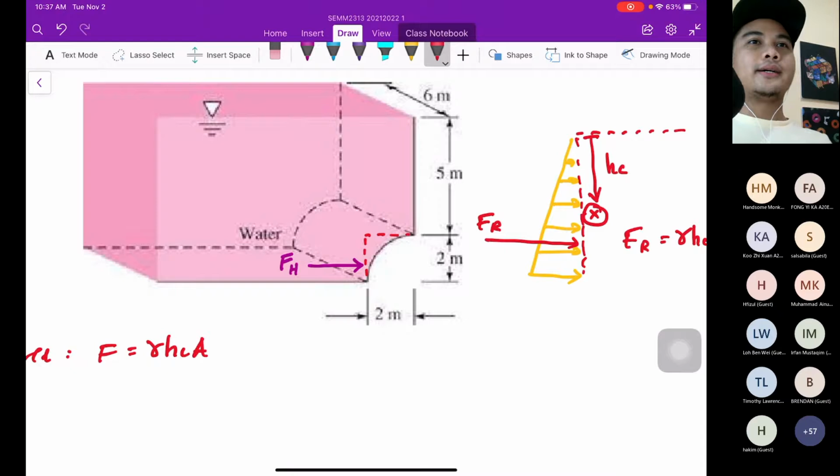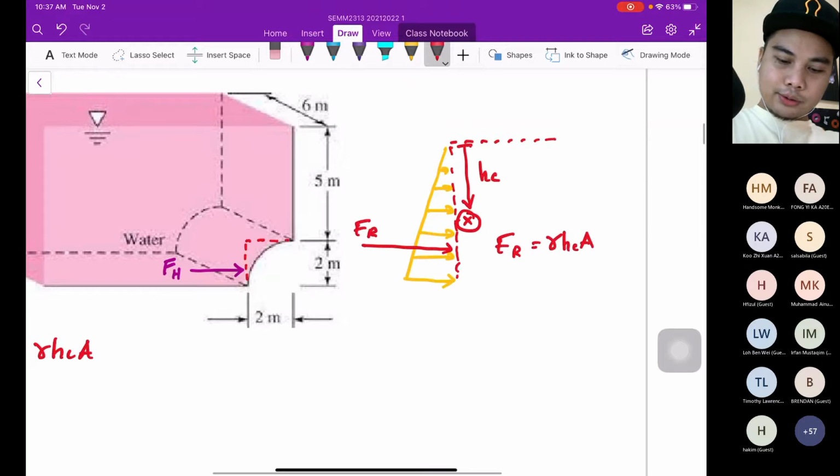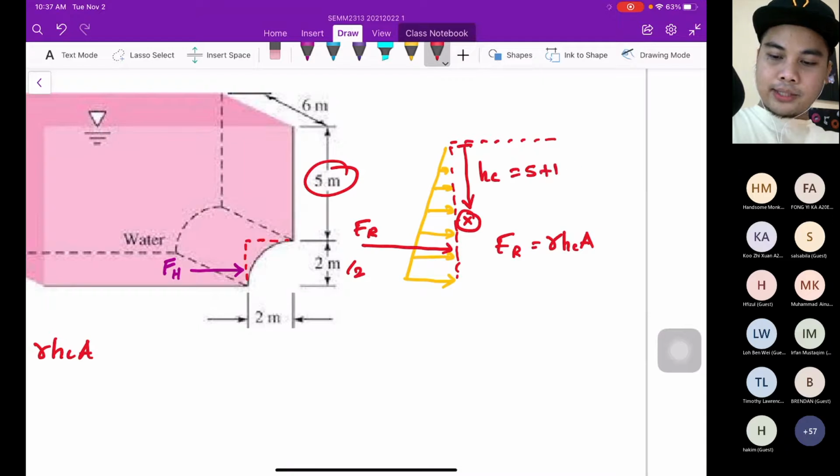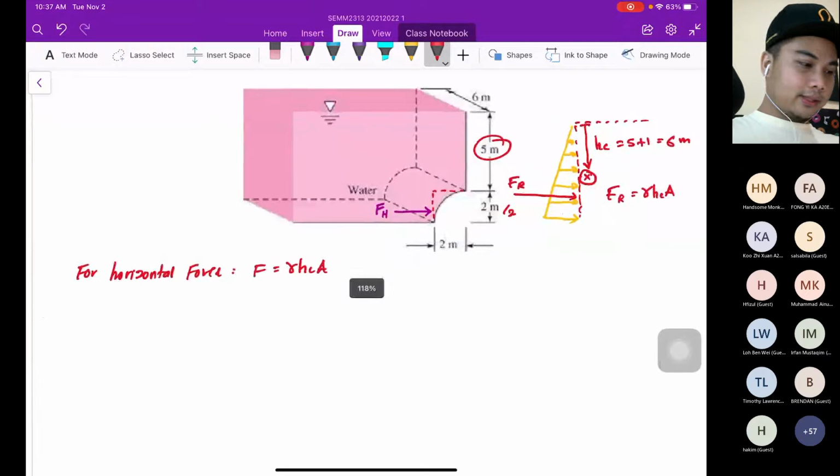Pardon? I cannot hear. Samuel, what is HC? Is it 1, doctor? 5 plus 1. So it is 6. We must consider this and this one. So it is 5 plus 1, so it is 6 meter. Okay, so just substitute here.